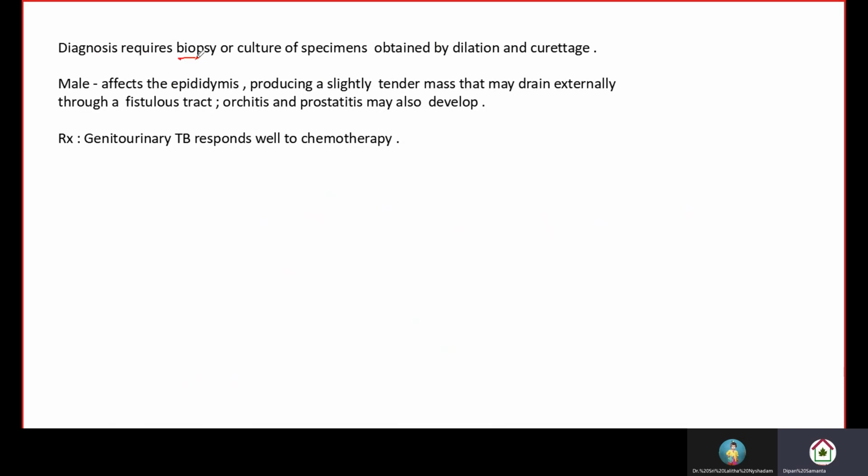Now, diagnosis requires biopsy or culture of specimen obtained by dilation and curettage. In males, it affects the epididymis, producing a slightly tender mass that may drain externally through a fistulous tract. There may be orchitis, and prostatitis may also develop.